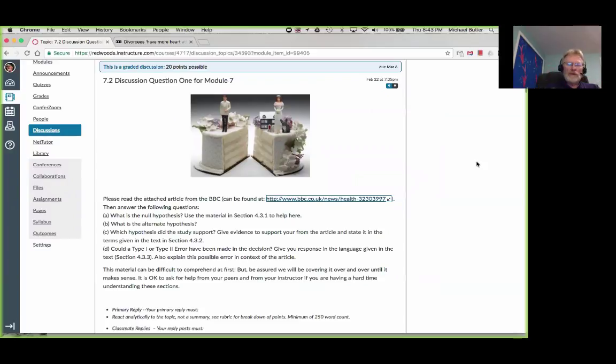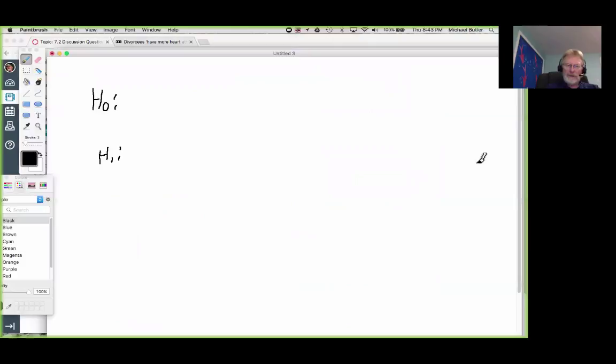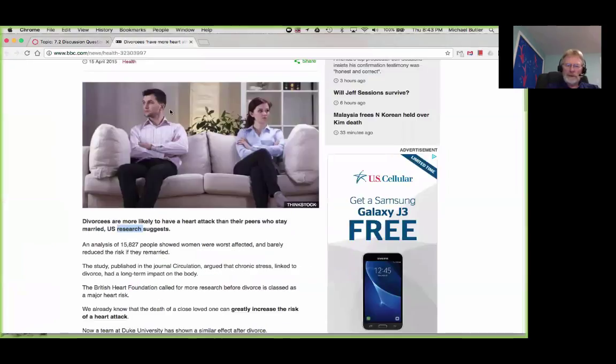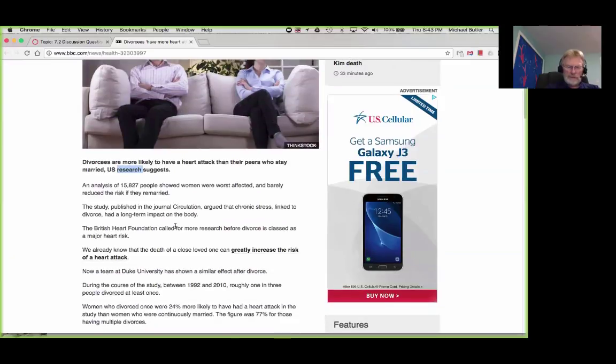Okay, so let's go back for a minute to the article. I mean, we've got it right there in the opening, right? That divorcees are more likely to have a heart attack than their peers who stay married, okay? So the population of interest here is divorcees. In particular, they said it seemed to be in women.